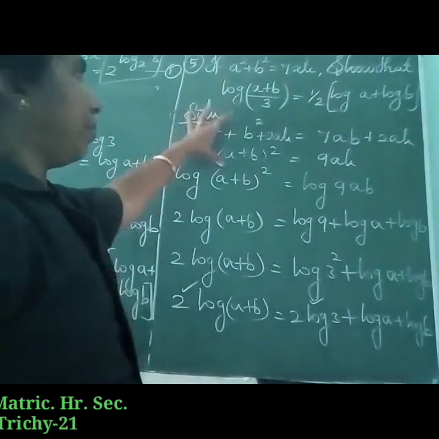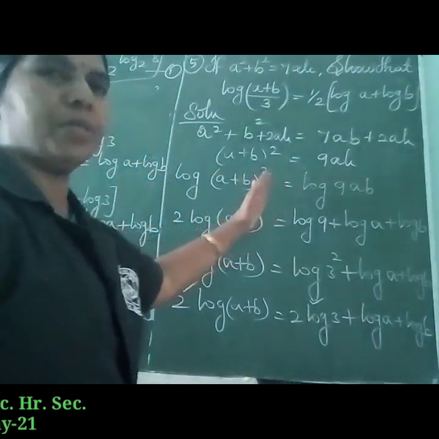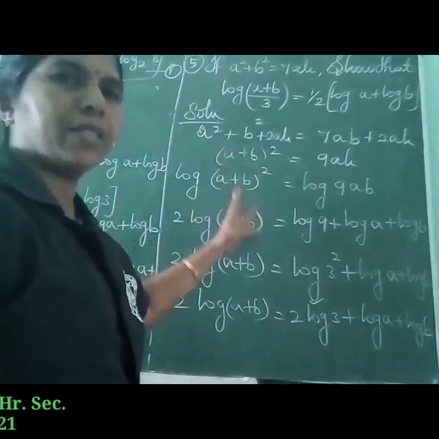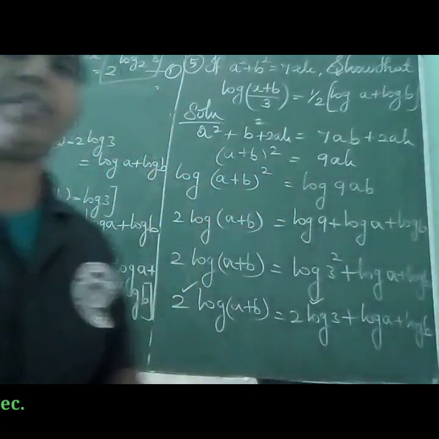That is, we are starting with the form A plus B the whole square. Take log on both sides. We are applying the product rule, power rule as well as quotient rule, and we are deriving the result.